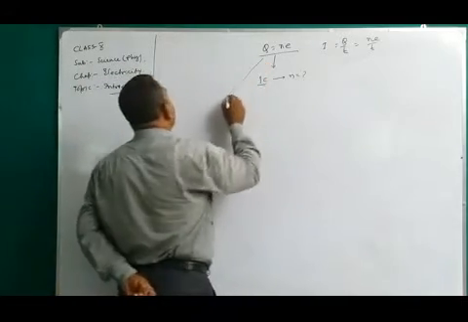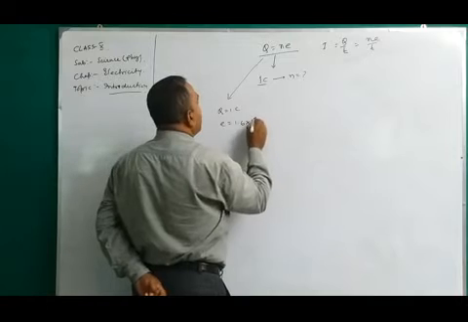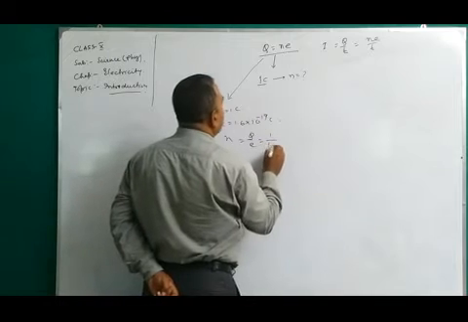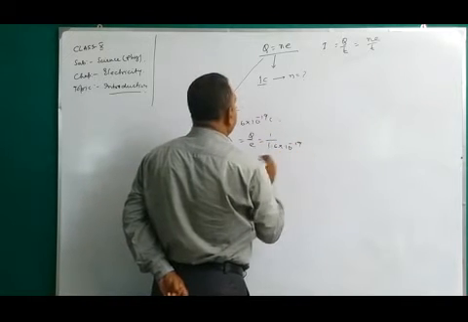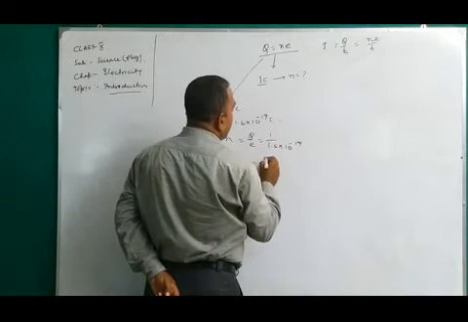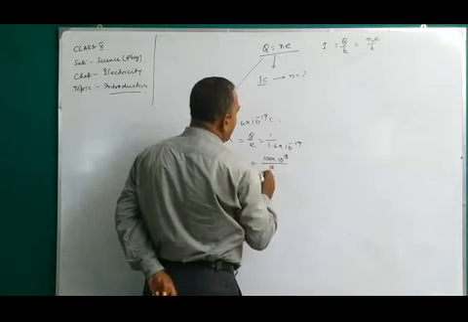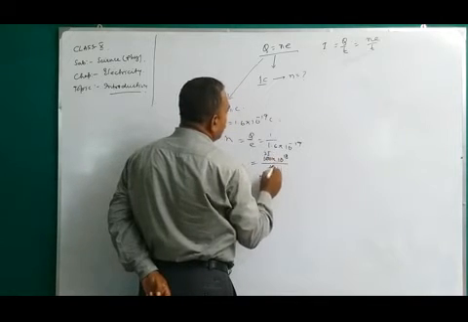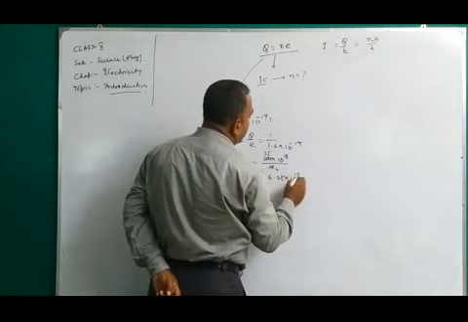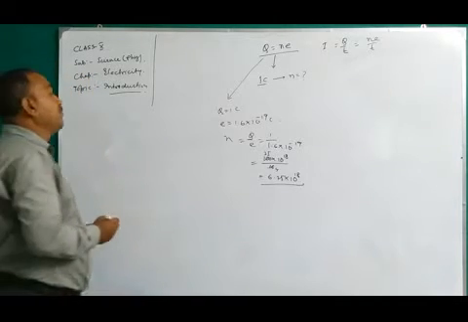So Q equal to 1 coulomb, E equal to 1.6 into 10 to the power minus 19 coulomb, N equal to Q by E equal to 1 by 1.6 into 10 to the power minus 19. So most probably it is 6.25 into 10 to the power 18. This is the numerical in your books, a very important numerical.